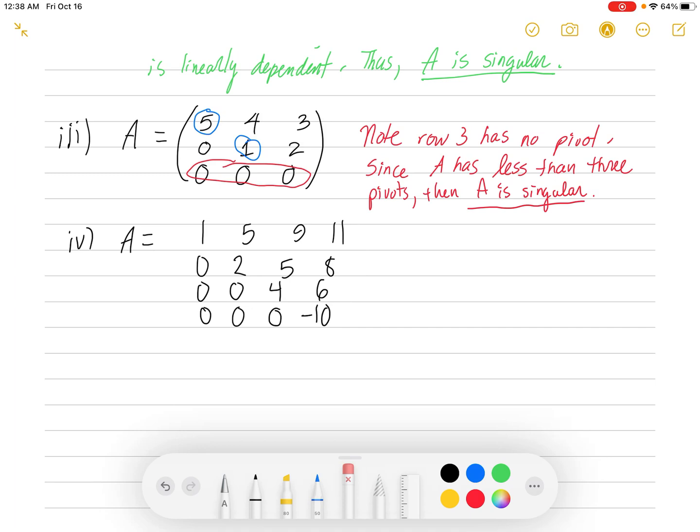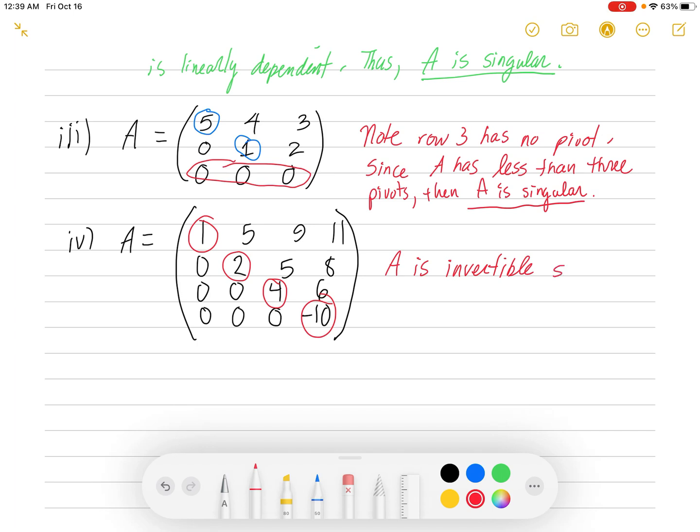So what can we say about this matrix? Can we say this is invertible? Definitely, right? You got 4 pivots. 1, 2, 3, 4. You have a pivot in every row, every column. So this is invertible. A is invertible since it has 4 pivots.